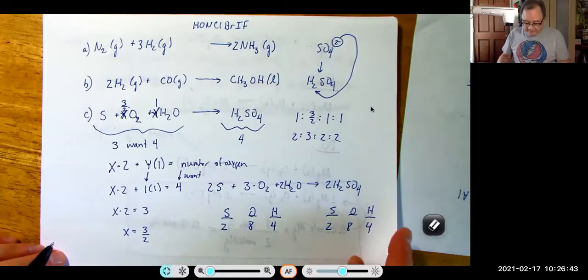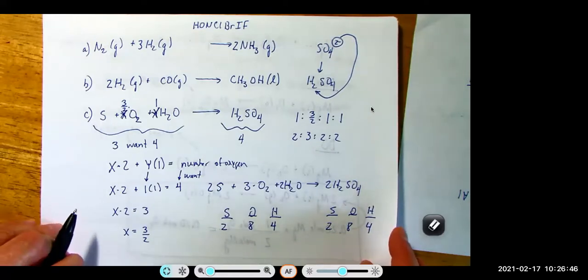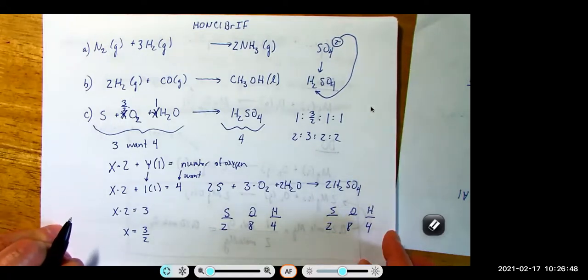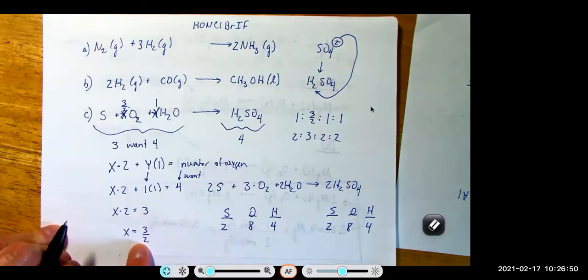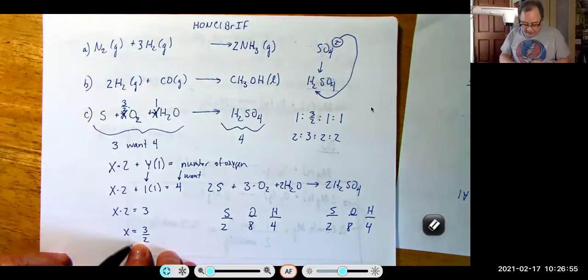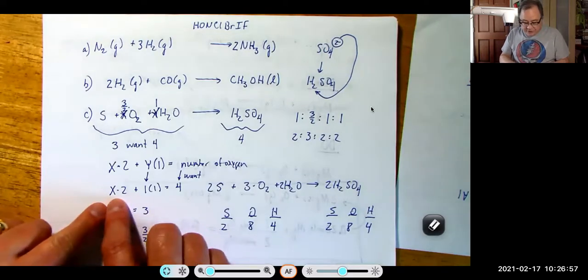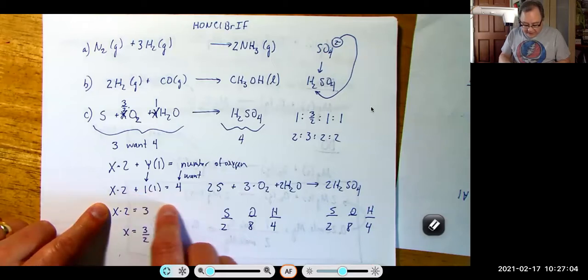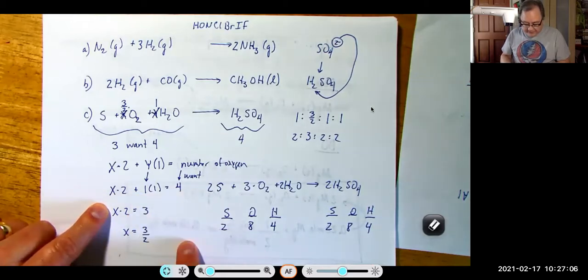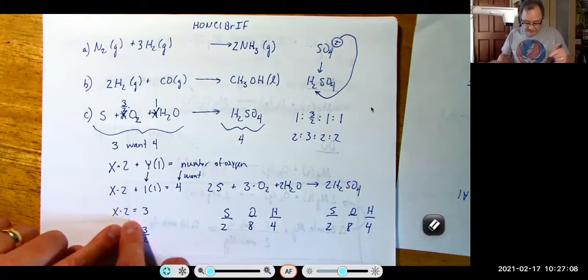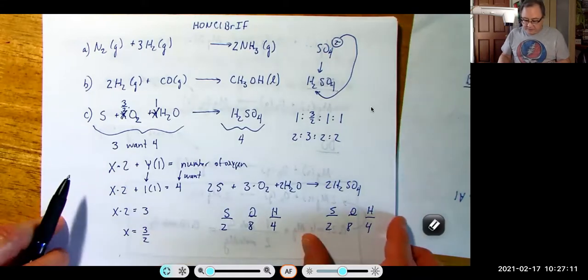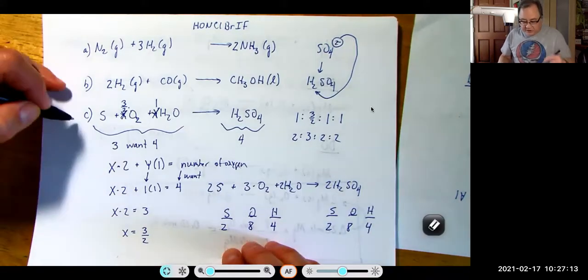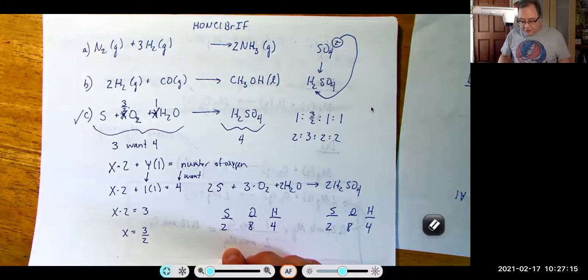Right. The number you multiply the variable by is the number of oxygens. Yeah, the number of O2. So here, if we have this formula, x times 2 plus 1 is equal to 4, and I take 1 times 1 and bring it to the other side, I get 3. Does that make sense? Yeah. And then just divide each side by 2. So this is something that's usually easier to do this way.